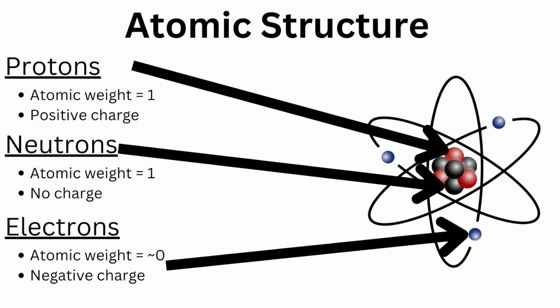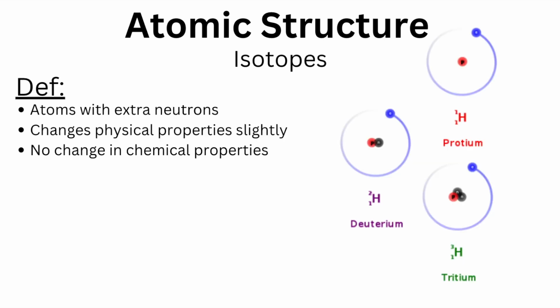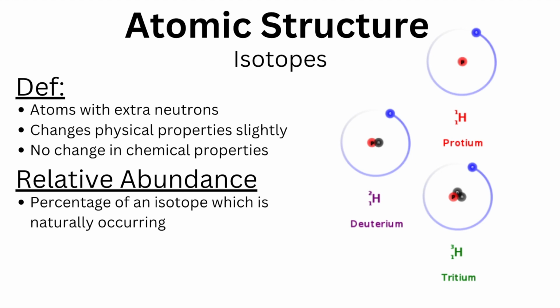The atomic number is the number of protons in an atom, which is also equal to the number of electrons. Isotopes are atoms of the same element with different numbers of neutrons in the nucleus. The chemical properties don't change, but the physical ones alter slightly. Relative abundance is the percentage of an isotope that is naturally occurring.